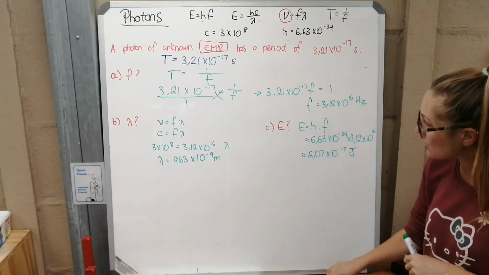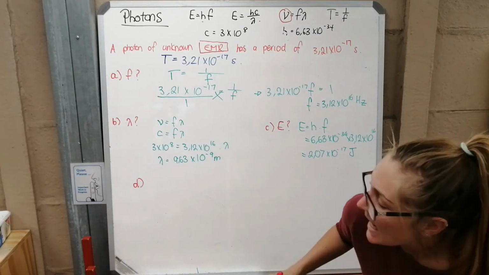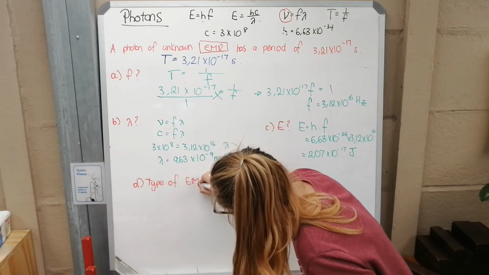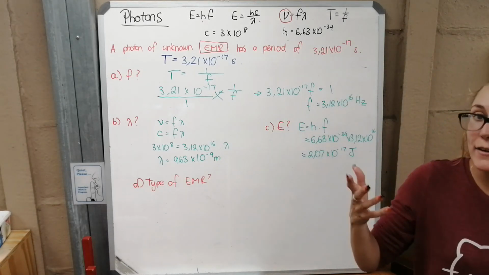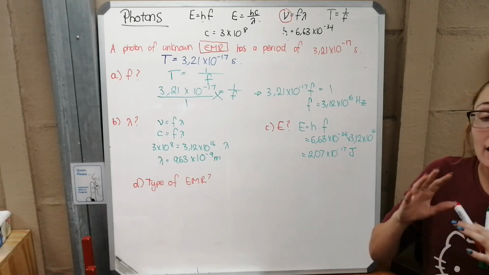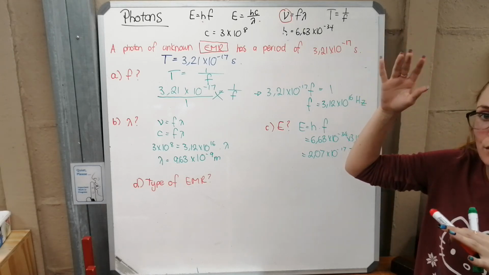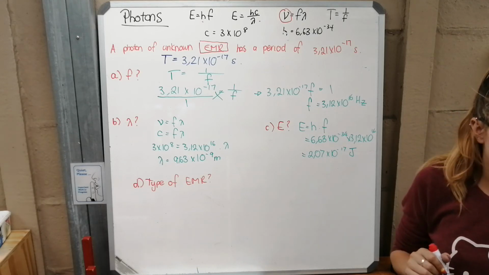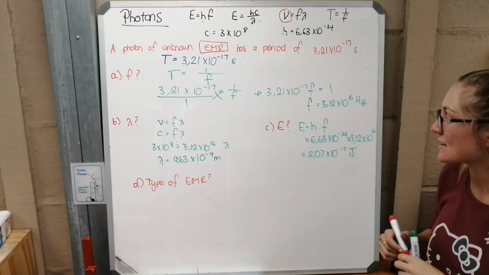Okay, and one last question, question D. Identify the type of electromagnetic radiation. Okay, so they're asking, is it gamma? Is it ultraviolet? Is it X-ray? Is it microwave? Is it visible light? What is it? So for that, we need to look back. In a test or an exam, you'll be given a spectrum, okay, with the wavelengths and the frequencies labeled on there. But for now, you're going to look back at the electromagnetic radiation note where you were given the spectrum.